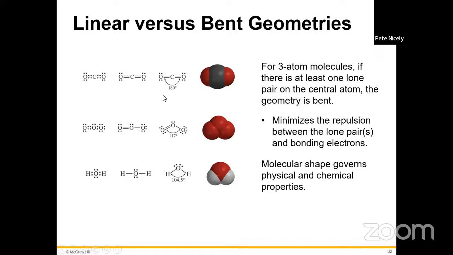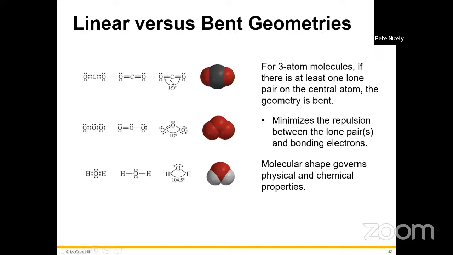So if you compare carbon dioxide to ozone and to water, you'll see that ozone and water are bent in shape, but carbon dioxide is linear. And the reason why carbon dioxide does not have a bent shape is because there are no lone pairs of electrons on the carbon, right?